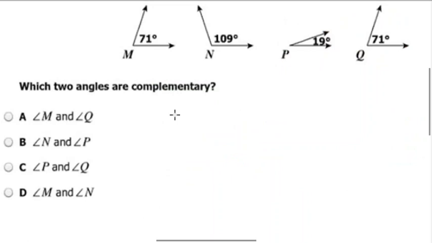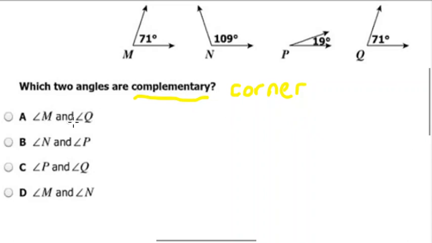All right, this question was a released SOL question from a couple years ago, and it says, which two angles are complementary? So complementary means that they make 90 degrees. The way I remember that is C. Complementary starts with C, and C word is corner. And I know the corner of anything equals 90 degrees. So what I can do is add these angles together and see which ones are complementary.